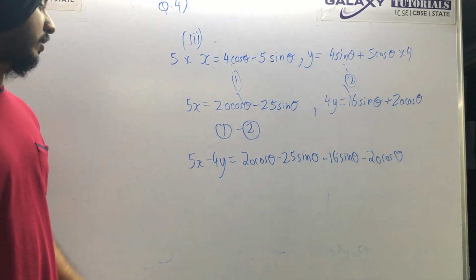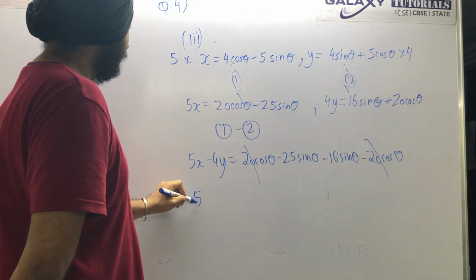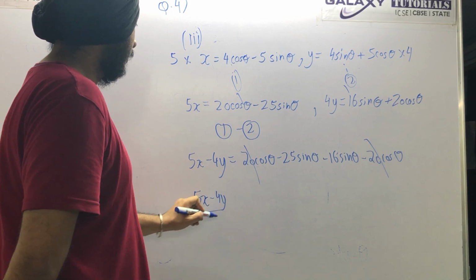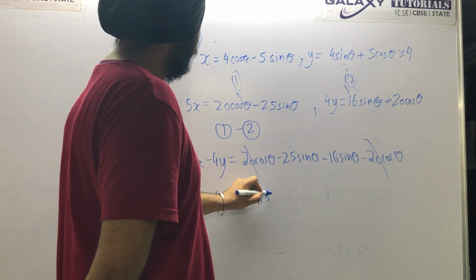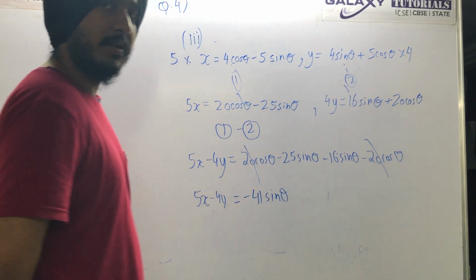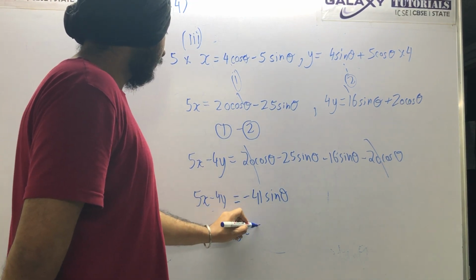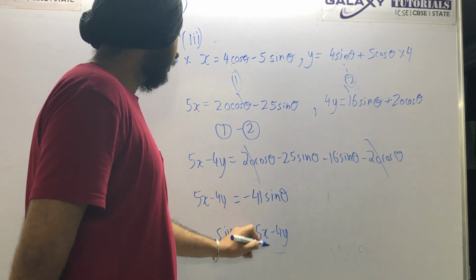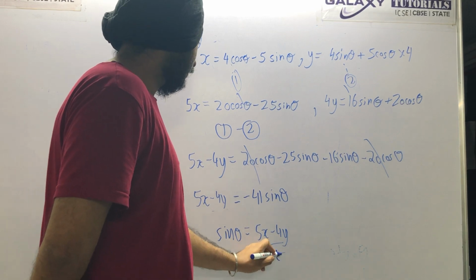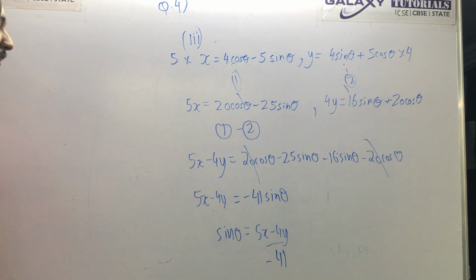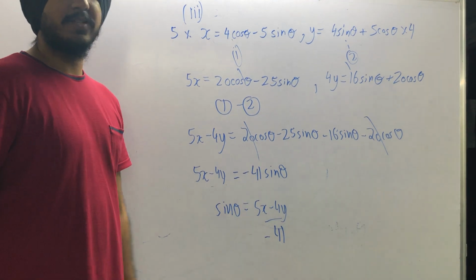So you can see carefully here, 20 cos theta and 20 cos theta cancel. Okay, so 5x minus 4y is equal to how much? Minus 41 sin theta. Yes, and sin theta will be how much? 5x minus 4y upon minus 41. Okay, I hope this is clear to you all. Sin theta is 5x minus 4y upon minus 41.